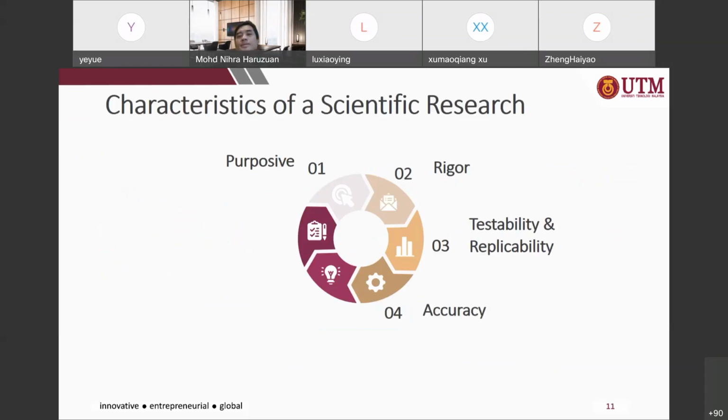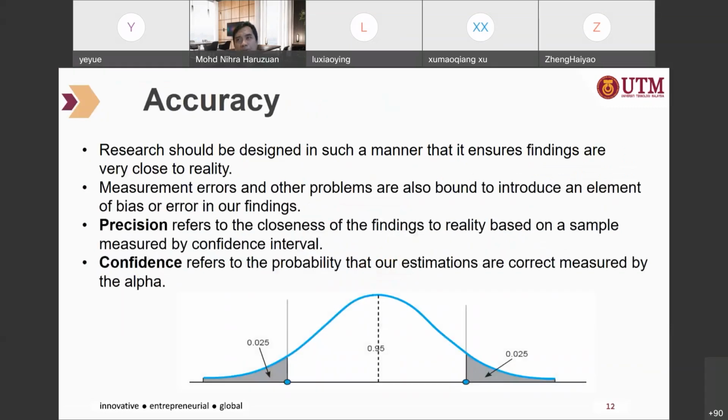Fourth, accuracy. What is accuracy? Accuracy means accurate, right? The research should be designed in such a manner that it ensures findings are very close to reality, right? So measurement errors and other problems are also bound to introduce an element of bias or error in the findings, all right?